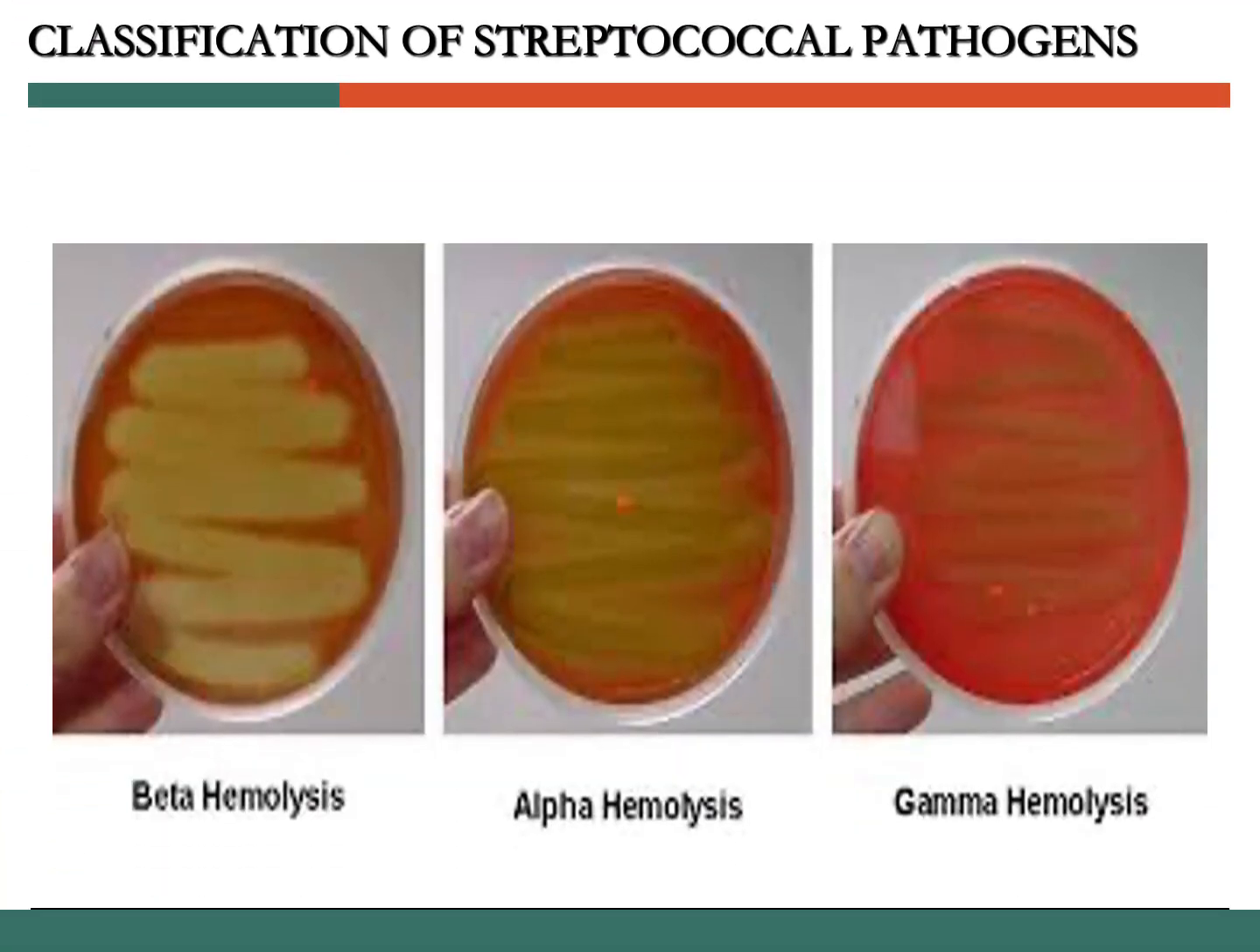Here are the pictures of beta hemolysis, or complete destruction of red blood cells. You have alpha hemolysis, or the incomplete, partial destruction of red blood cells, and gamma hemolysis, so no destruction of red blood cells at all, no hemolysis at all.